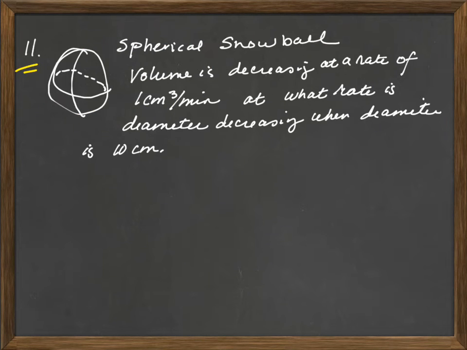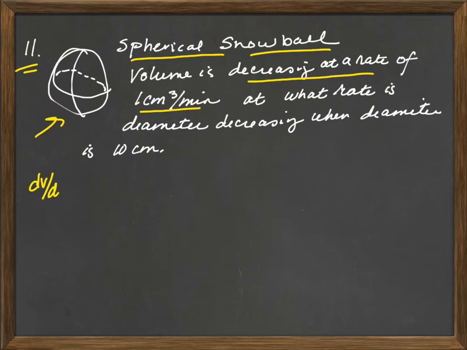Number 11 is about a spherical snowball. So there's my pretty bad spherical snowball. It says the volume is decreasing at a rate of 1 centimeter cubed per second. Okay, so I guess it's melting. So we would say dV/dt equals negative 1 centimeter cubed per minute. Is it minute or second? I guess it's minute. Okay. Slowly melting.